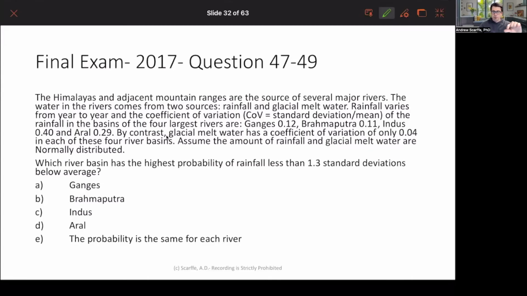So the beginning part, the first paragraph, has all stayed the same. The only thing that's new here is the question itself. That's the only part that's new. Okay. I won't leave you too long on this question because I do know how hard it is. So which river basin has the highest probability of rainfall less than 1.3 standard deviations below average, right?